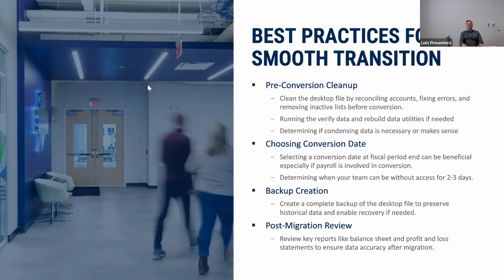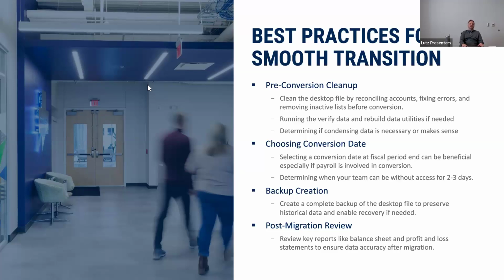I already mentioned running the verify and rebuild, and determining if condensed data is necessary or makes sense. Again, we talked about that already. You may not want the 20 years' worth of data, so condensing the data might be something you want to do. Choosing the conversion date, I kind of went over this already. Selecting a conversion date: does it make sense to be at a quarter end for payroll, and determining when you can be without access for 2 to 3 days, and then creating the backup of the desktop file to preserve your historical data and enable recovery if needed.